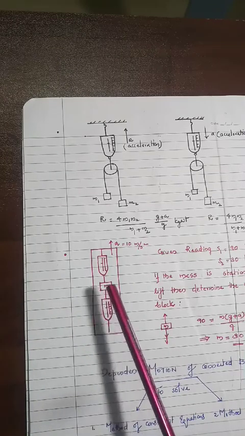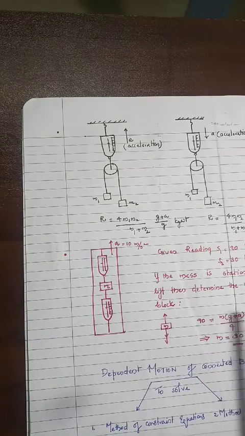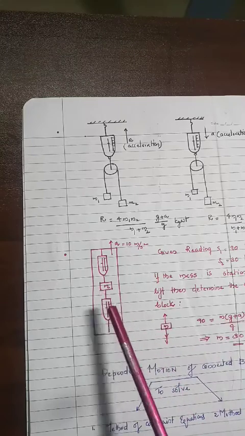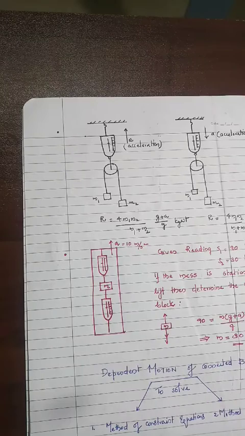So with respect to this one, we can write the 90 reading is M into G plus A by G, and the bottom as 30. So you get the answer as 30 kilogram.